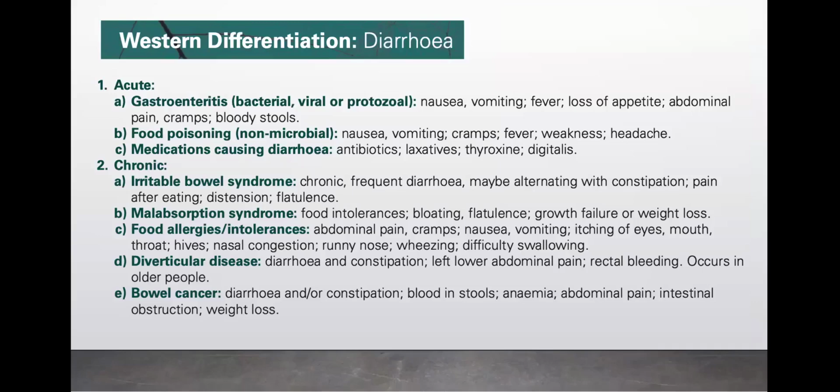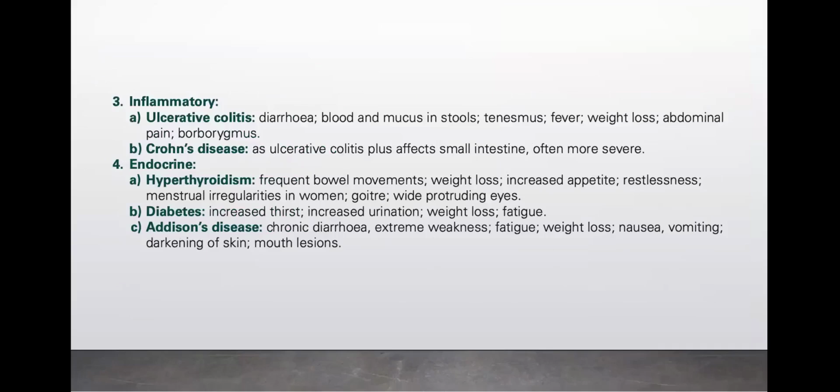If it is diverticular disease, there will be diarrhea and constipation, left lower abdominal pain, rectal bleeding, and it occurs in older people. If this is bowel cancer, then there will be diarrhea and or constipation, blood in stools, anemia, abdominal pain, intestinal obstruction, and weight loss.